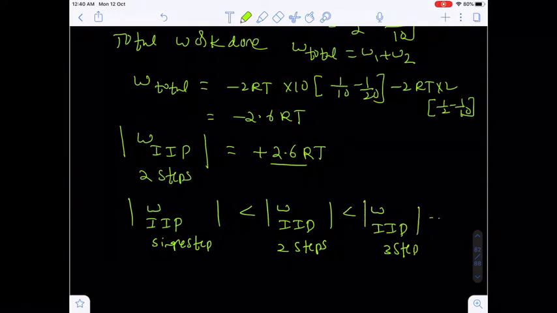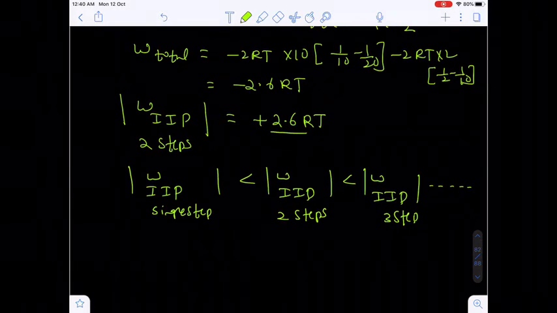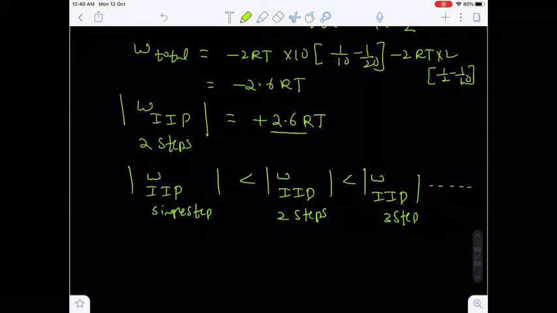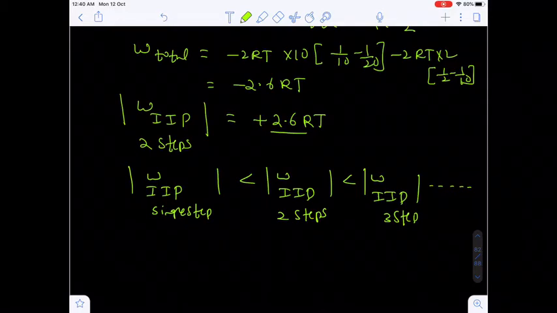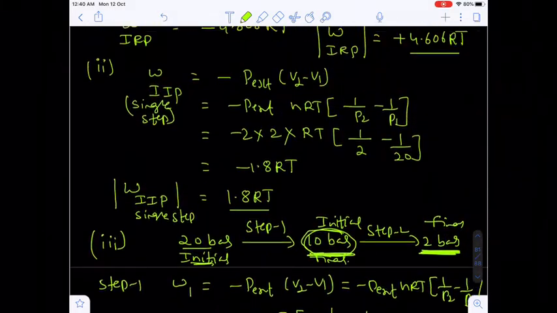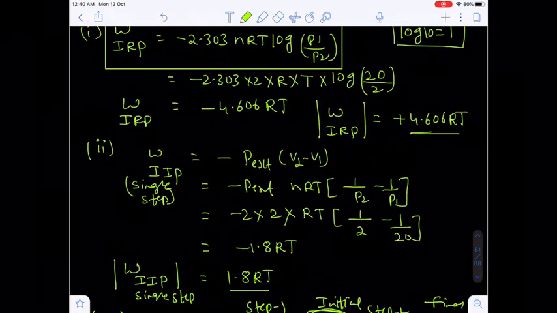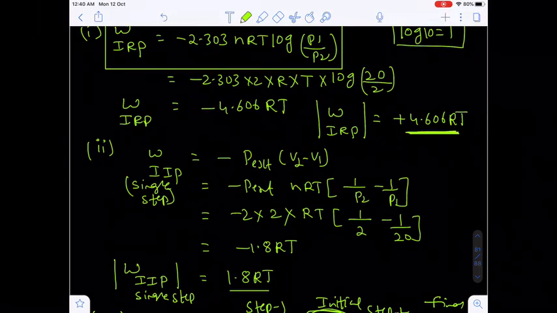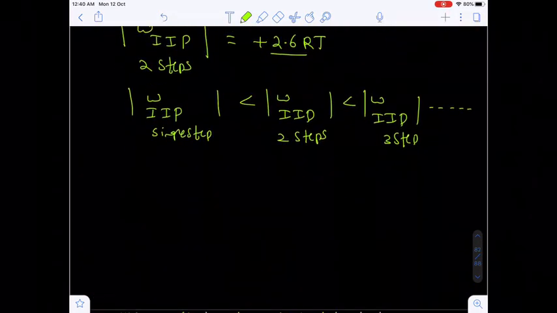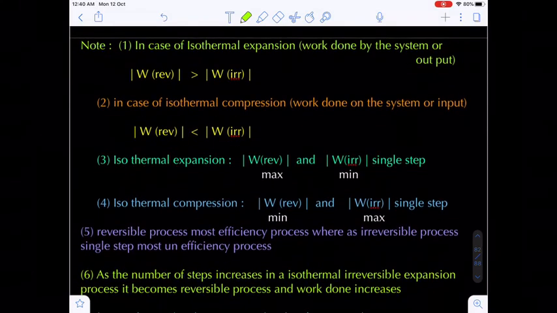Are you getting my point? This is very, very important. As the number of steps increases in an irreversible process, it becomes what? A reversible process, because in a reversible process there are infinite steps. If the number of steps increases in an isothermal irreversible process, it becomes an isothermal reversible process, and the maximum work done will be equal to 4.606 RT. Are you getting my point? This conclusion is very, very important.